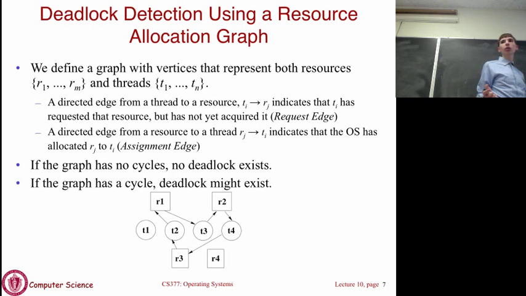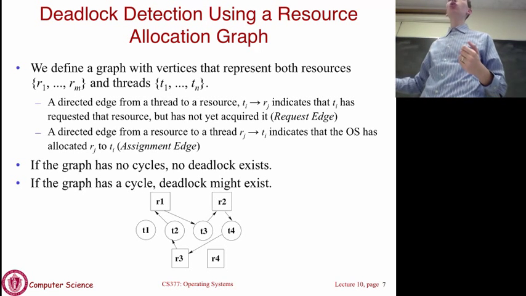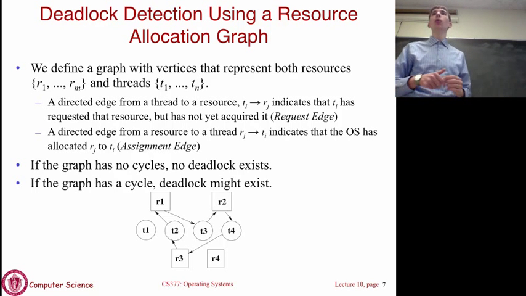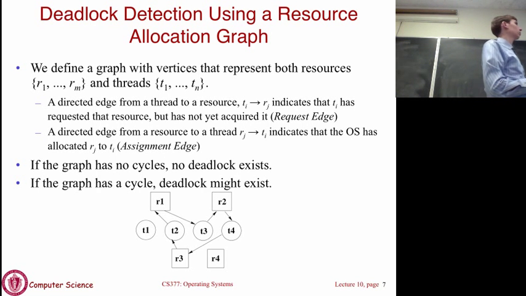Make sense? Right, so the key point here is that in a graph like this, if we have a cycle, we could have a deadlock. But if we don't have a cycle, then you can always complete the work, because at the end of the chain, where there is not a cycle, you always have a thread that can actually do its work and then give up its resources, and then you just work backwards. Questions on that?